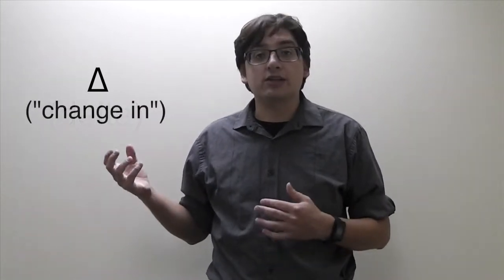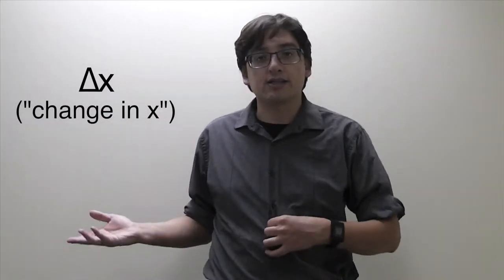So it's fairly typical when you're talking about the change in something to use the symbol delta, right? So that's a triangle. So that delta means change in. So for example, if I have delta x, that means the change in distance, which is change in x. I could also write delta v for change in velocity.